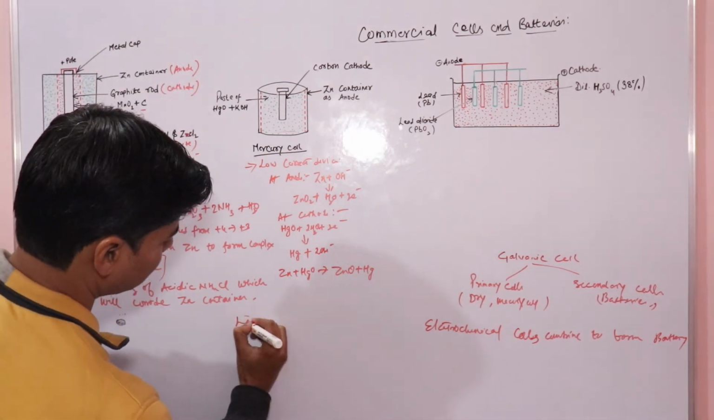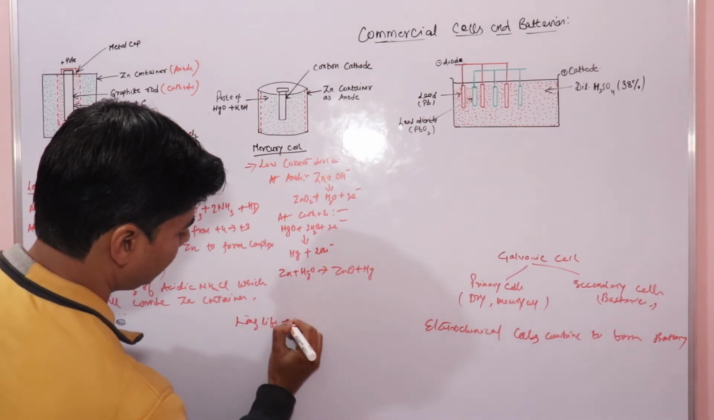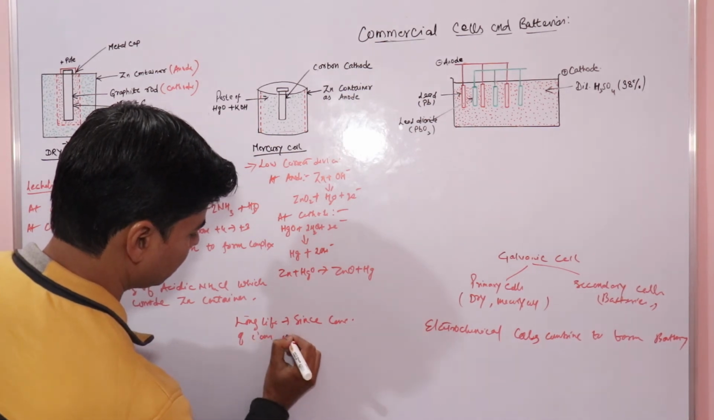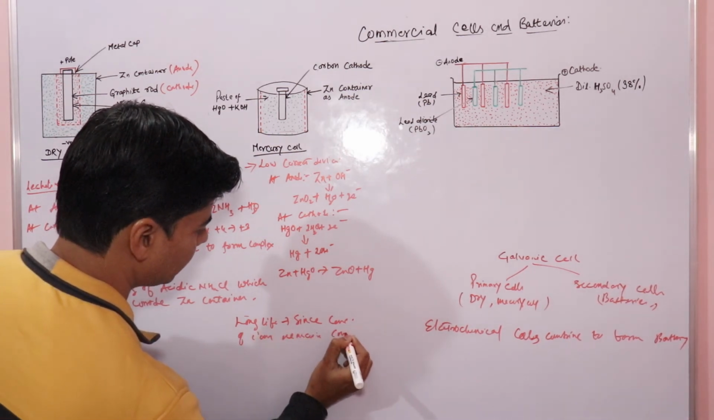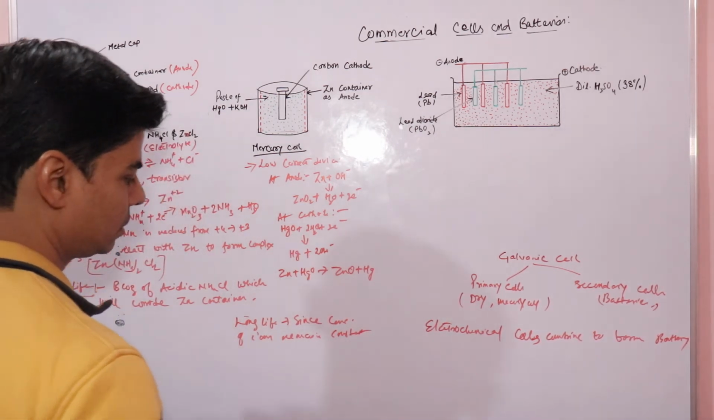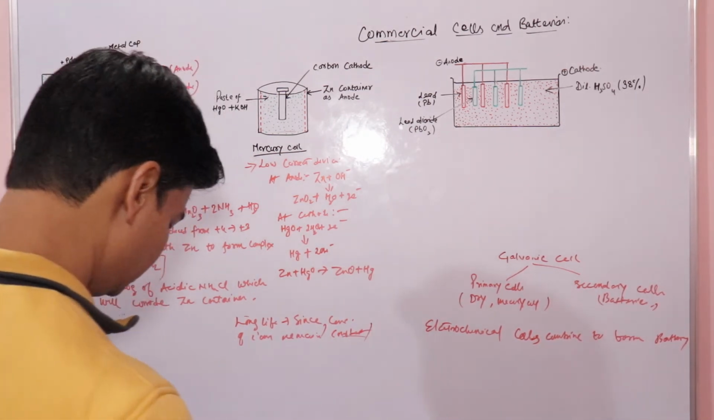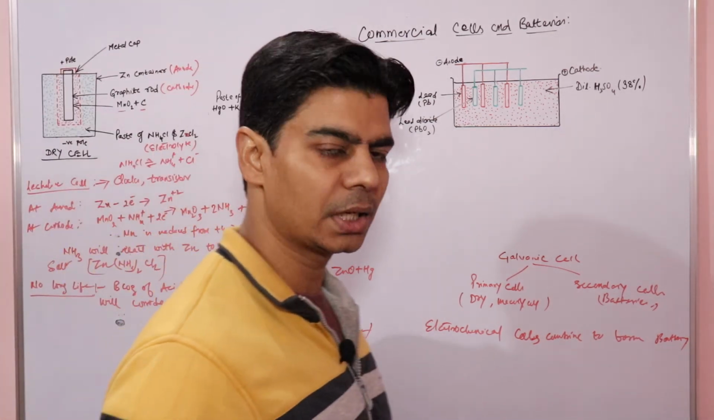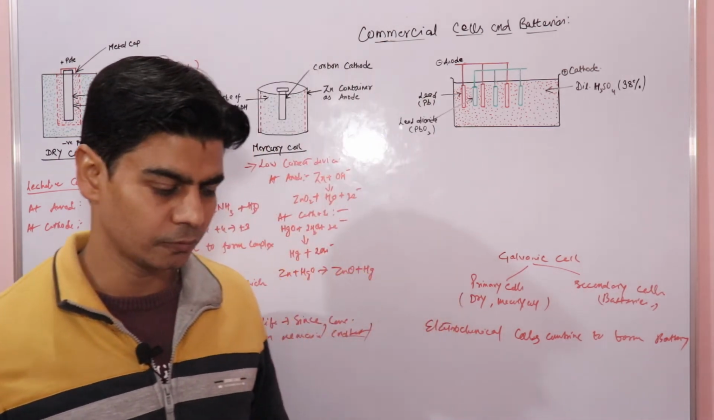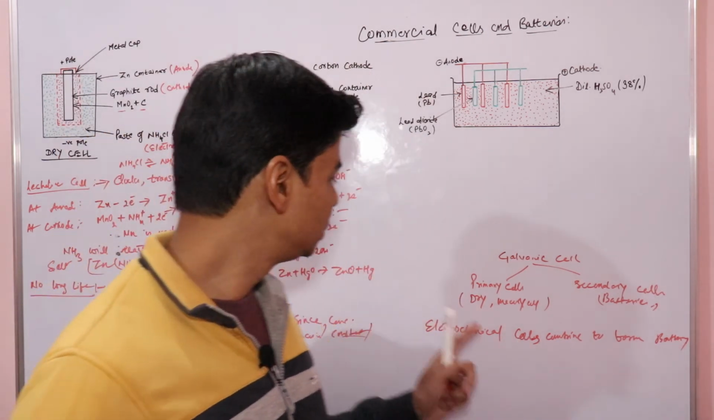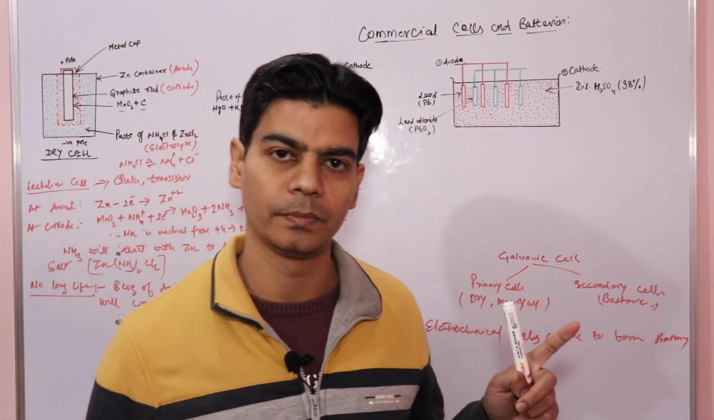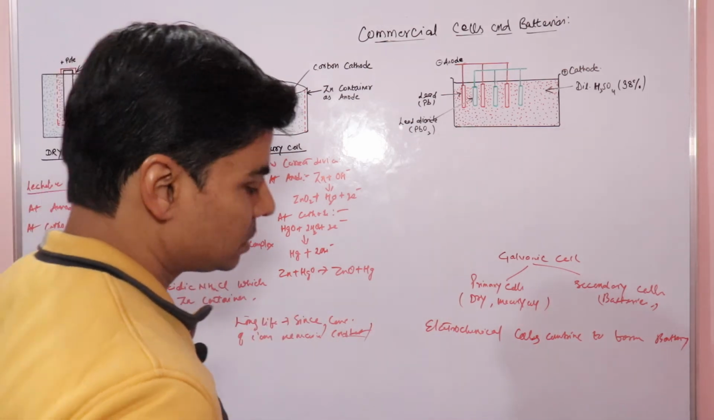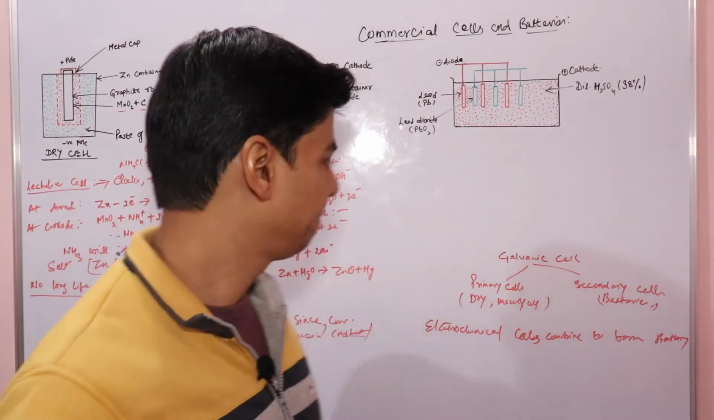So it's a long life cell since the concentration of ions remains constant, almost. But when we keep using these cells, at one time they get discharged because of mercury getting used up. So these cells should be reprocessed for mercury.